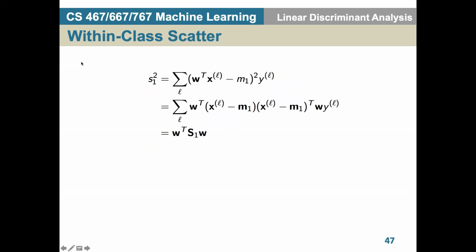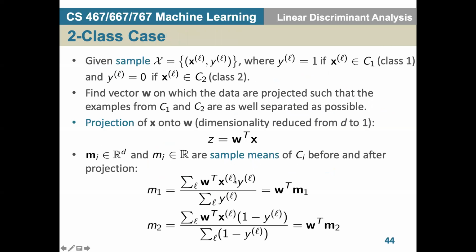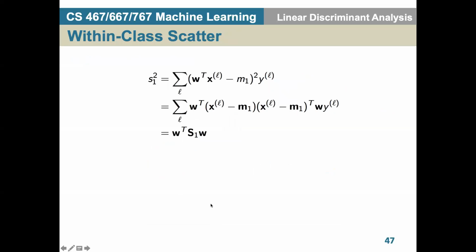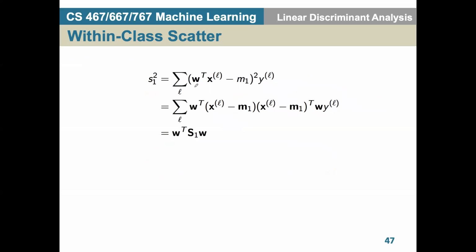The next thing is called the within-class scatter. Within-class scatter is exactly the variance. This is the mean, and this is the variance, so we will compute the variance similarly. If each data point mapped to W is this coordinate, and this is your central coordinate, we take the square, and this is added over all the data points.